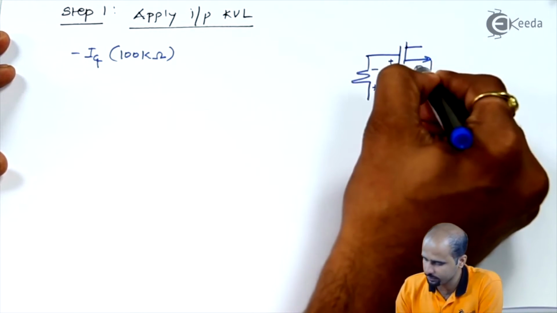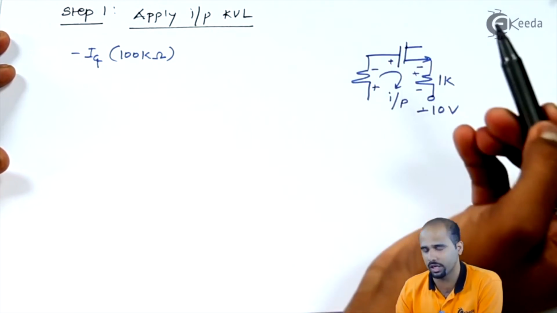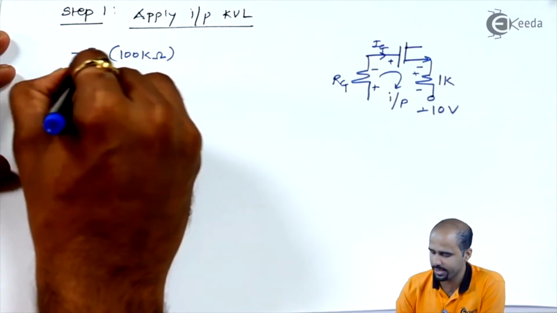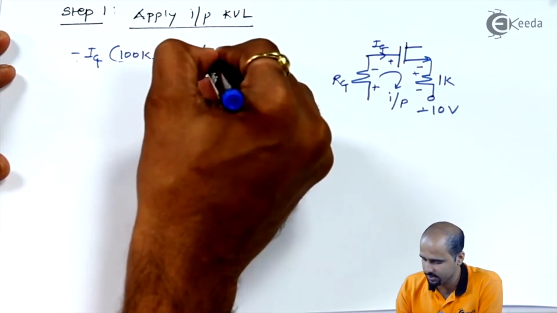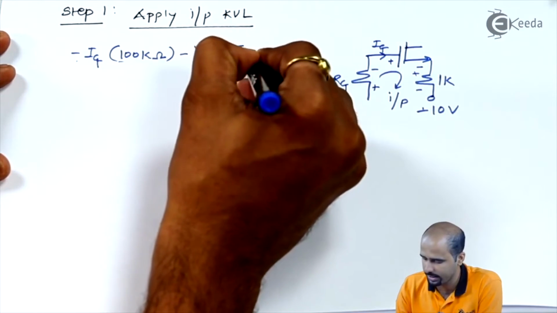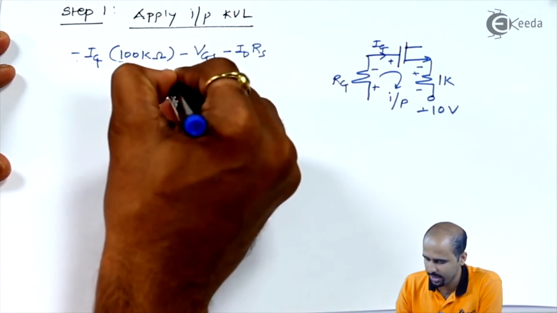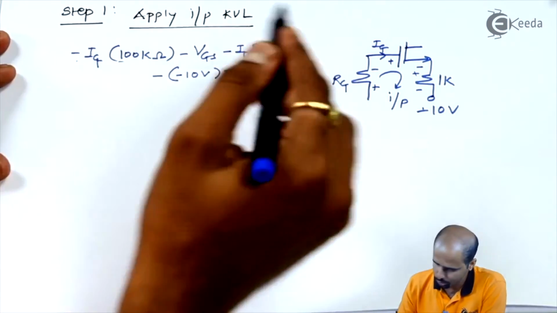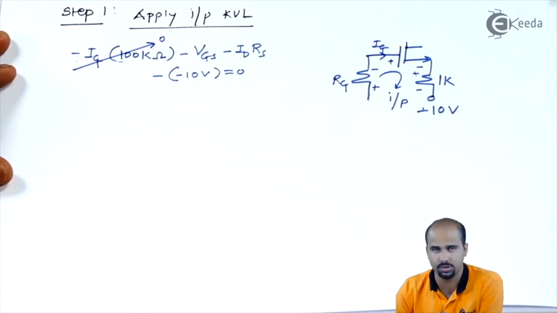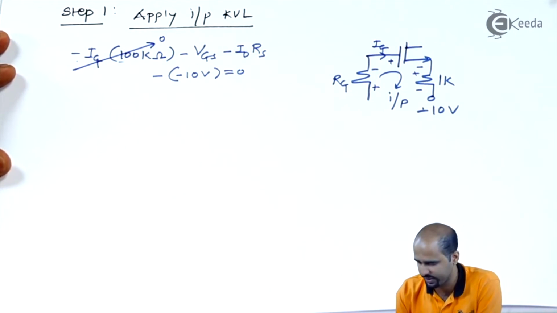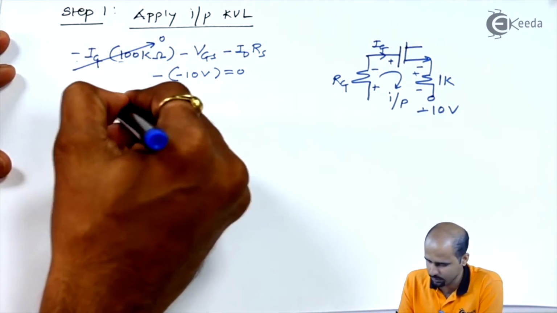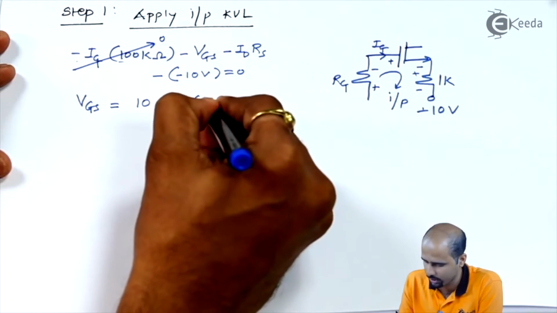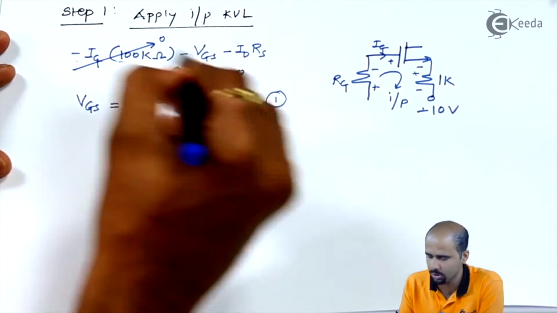Positive, negative, positive, negative, positive, negative, as the direction of the current says. This is the value of RG, the current flowing is IG. So minus IG into RG minus VGS minus ID into RS minus of minus 10 volts is equal to 0, right? As we know, IG is equal to 0 in all MOSFETs, so that term becomes 0. We get the first equation: VGS is equal to 10 minus ID into RS, where the value of RS is 1K. It's a very simple equation number 1.